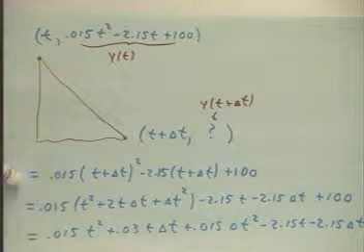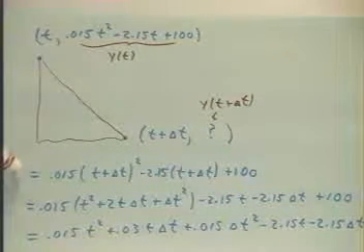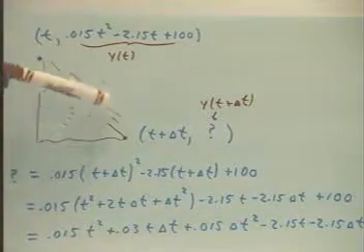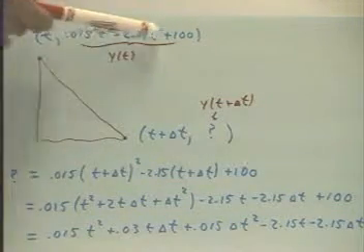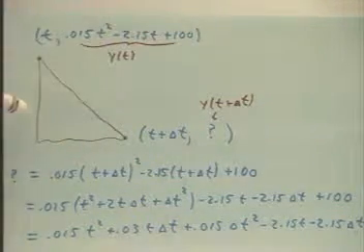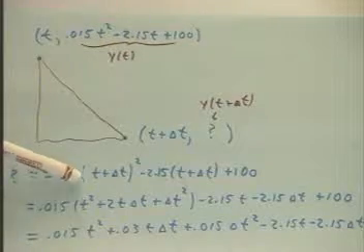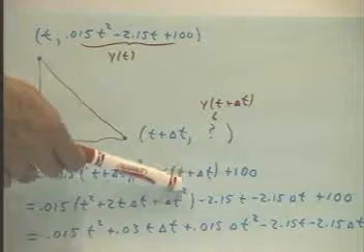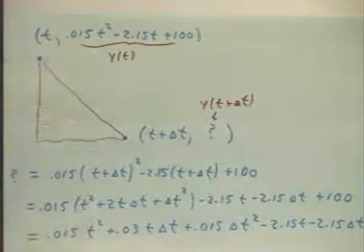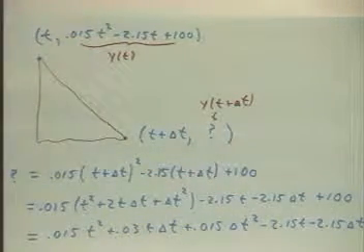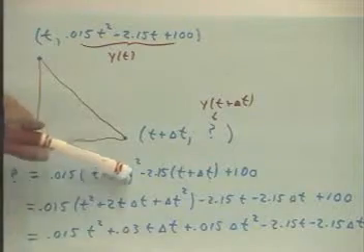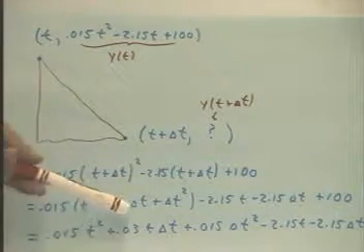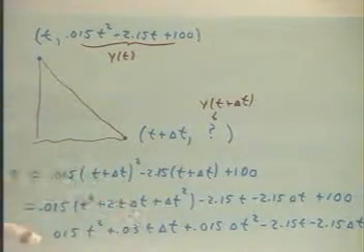Okay, well, the question mark, the y of t plus delta t, we simply plug t plus delta t in instead of t in this expression, and we obtain 0.015 times t plus delta t squared minus 2.15 times t plus delta t plus 100. Then we simply do a little bit of algebra. If we square t plus delta t, we get t squared plus 2t delta t plus delta t squared.